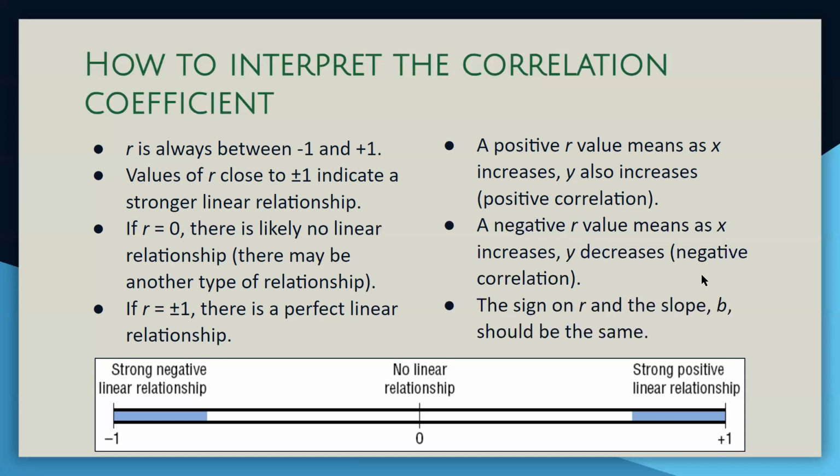The sign on your R value should be the same as the slope in your regression equation. And remember that that's the value that's in front of the X. The slope times X. So whatever's in front of the X is being multiplied by X. That sign should match the sign on your R value.